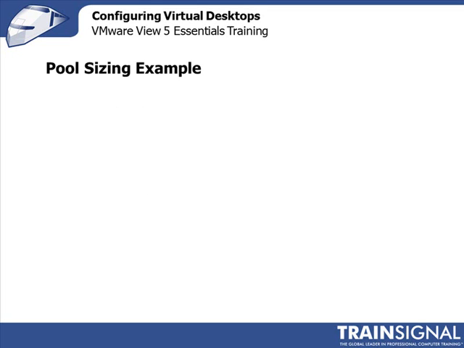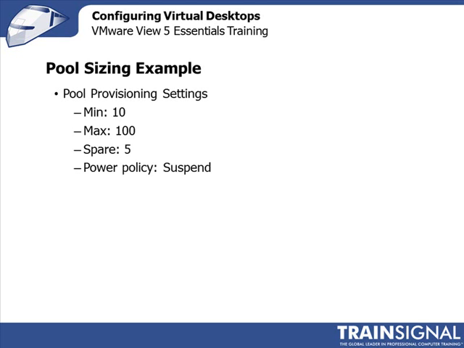So let's take a little look at a pool sizing example, kind of flesh this out a little more. So let's look at pool provisioning settings. I have a minimum number of 10 VMs. I have a maximum number of 100 VMs in this pool, and I want a spare set of 5 VMs. And my power policy that I've set for the pool is to suspend VMs if they're not in use.